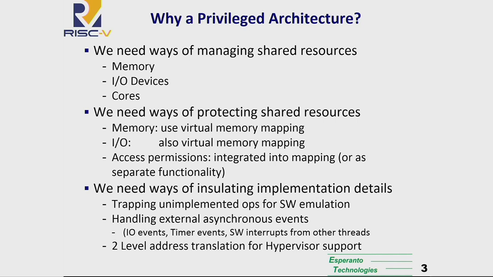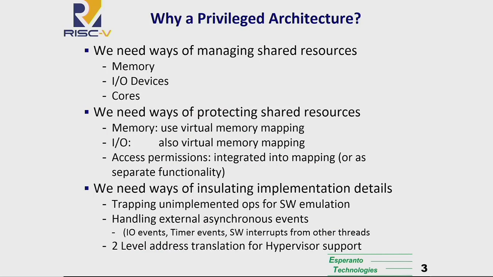For memory, we use virtual memory mapping. I/O is typically memory mapped, so we can use that same memory mapping with its protection, and we have access permissions generally integrated into the mapping. And there's also some separate functionality to do that. We also need ways to insulate implementation details. When you're trying to execute an instruction that's in some extension that you haven't implemented, you need a way to actually execute that, and you do that by trapping. You can handle external asynchronous events like I/O events, timer events, and software interrupts. And finally, for the hypervisor extension, we have two-level translation.